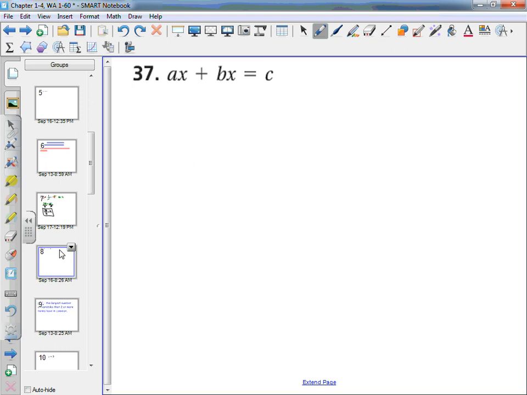AX plus BX is equal to C. What are we solving for? In problems 37 through 40 in your text, it says to solve each equation for x. So we're solving for x here. So what do I do? I grab my highlighter, and I'm highlighting my x's. How many x's do I have? 2 of them.